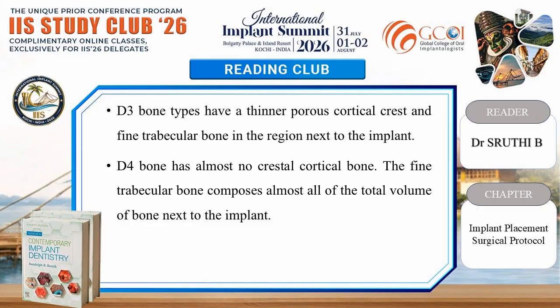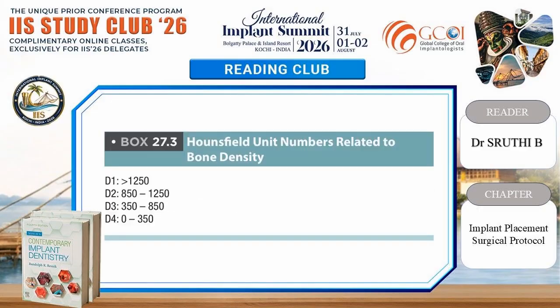D4 bone has almost no crestal cortical bone. The fine trabecular bone composes almost all of the total volume of the bone next to the implant. Box 27.3 shows Hounsfield unit numbers related to bone density. D1 greater than 1250, D2 850 to 1250, D3 350 to 850, D4 0 to 350.